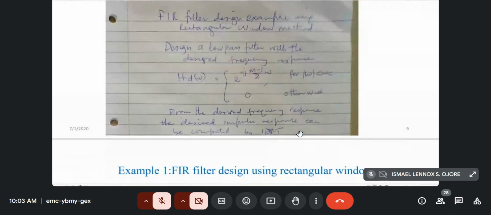This is an interesting example because normally H_d(omega) is of this form, where M is the order. The response will be of this form where M is the order.